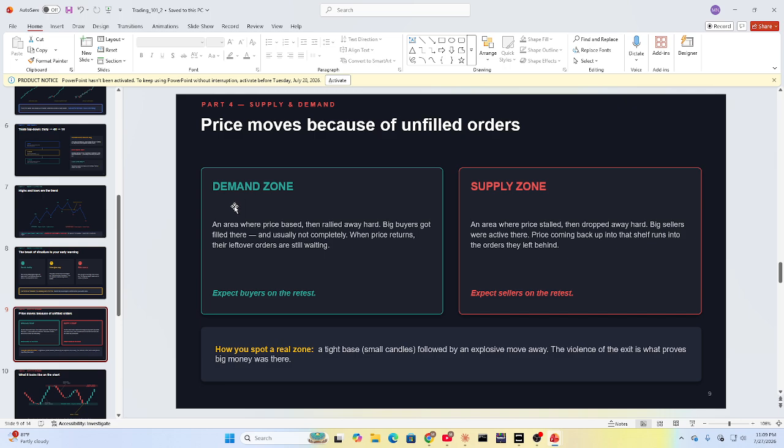You want to mark off your supply and your demand zones, man. Whenever you're marking up on the charts, you want to mark those off, all right? Those are little boxes I'm going to show you how to make. But your demand zone is an area where price is based. Basically, it's a zone where buyers have a big hold. It's a big hold of buyers down there.